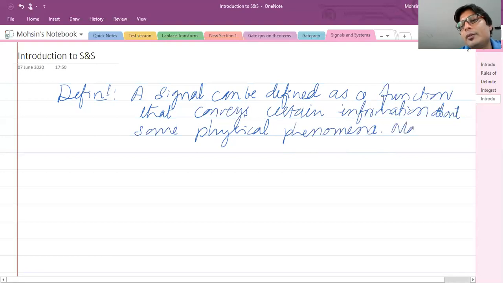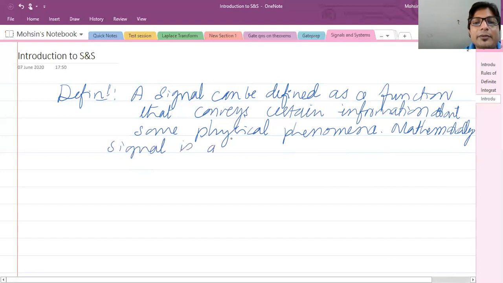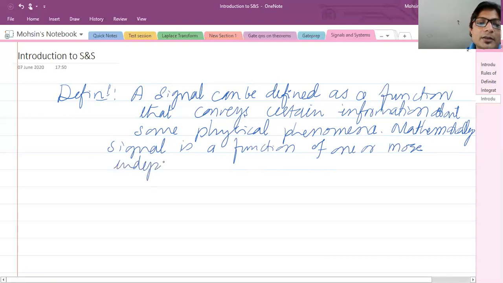Okay, mathematically, a signal is a function of one or more independent variables.